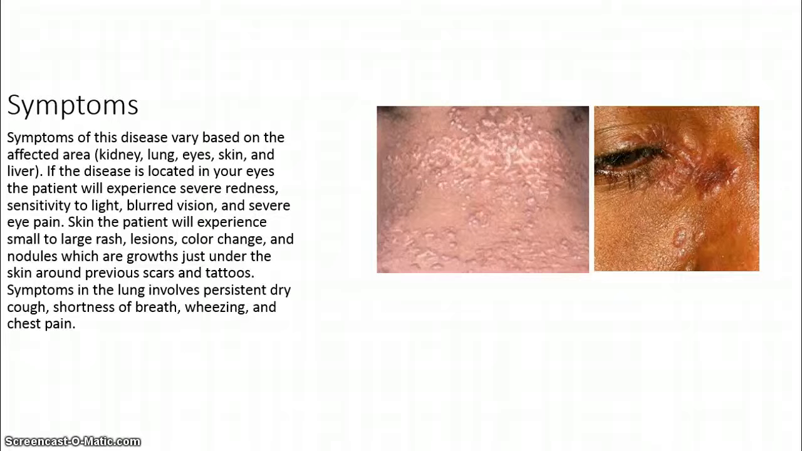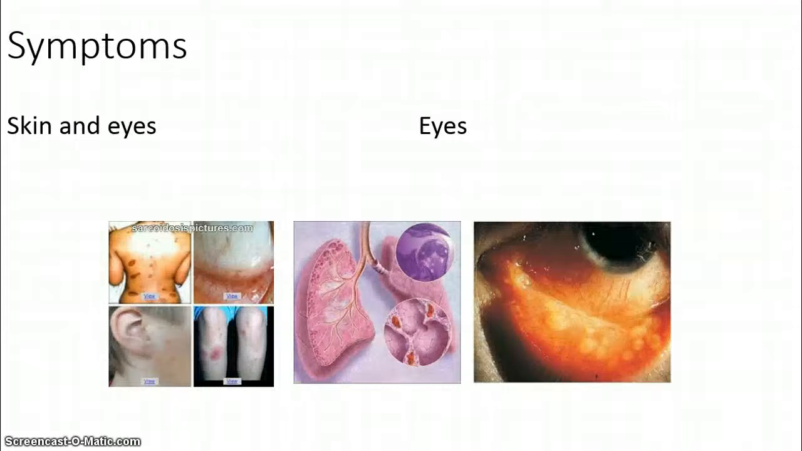In these pictures, you will see the rashes that your skin would develop and skin lesions around your eyes and nose areas. This also shows the lungs, which contain small patches of inflammation cells, the lesions, and small patches of inflammation cells around the eyes.